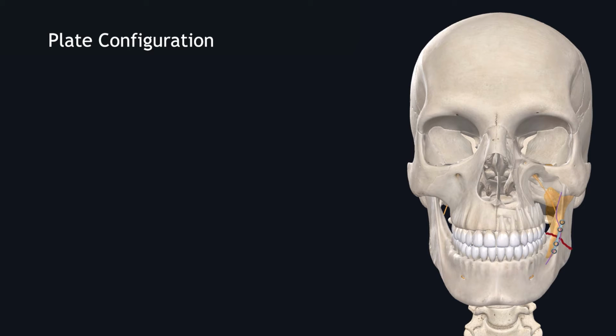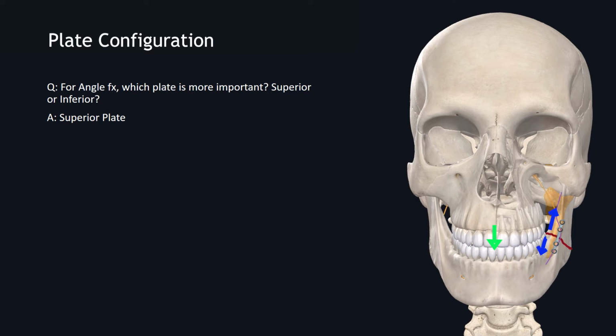Next, we'll discuss various plate configurations. For angle fracture, which plate is more important, superior or inferior? Superior plate is much more important in the angle area. If you have a loading force at the incisor, this will lead to splaying of the superior border of the mandible at the angle, while the inferior border will compress towards each other. This biomechanical property of the angle fracture must be kept in mind when selecting the proper plate configuration.